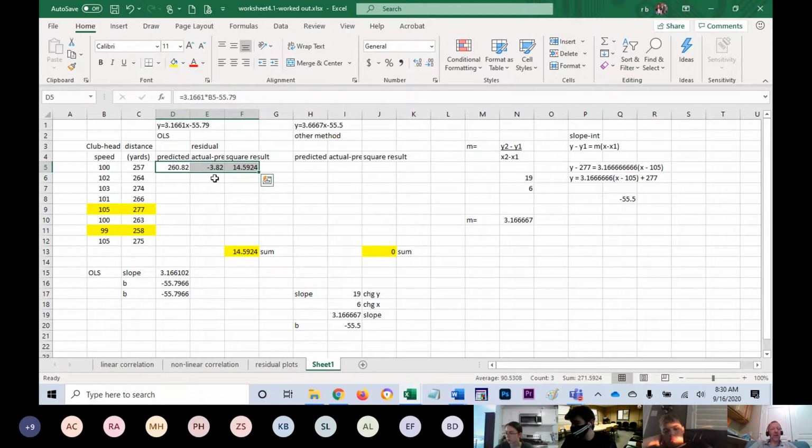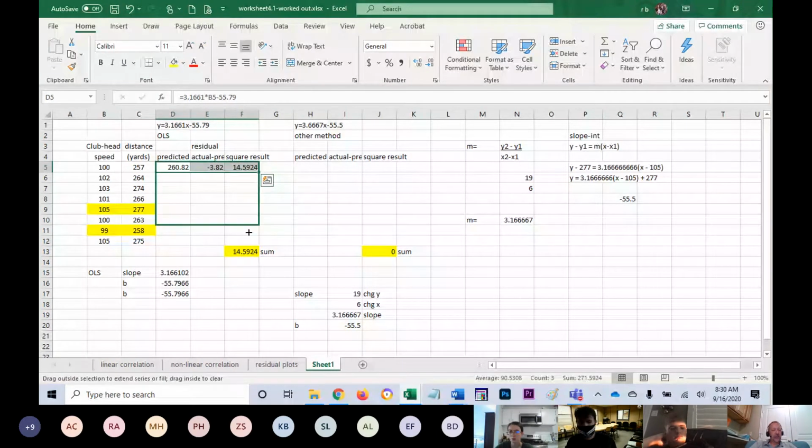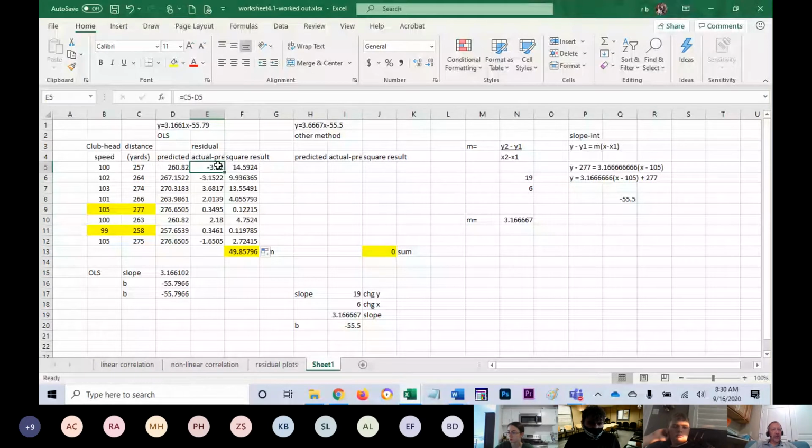So anyway, I'm going to go ahead and copy this down for each of these 7 points or whatever we've got. So you can see we're generally off by about 2 yards. This one's almost on the money. That was off by 0.3 yards. So these are all pretty close, okay?